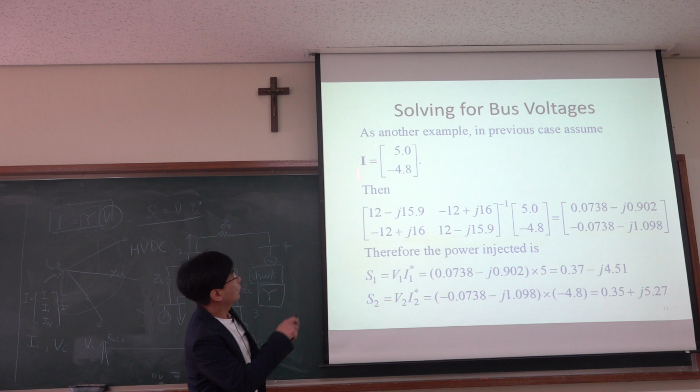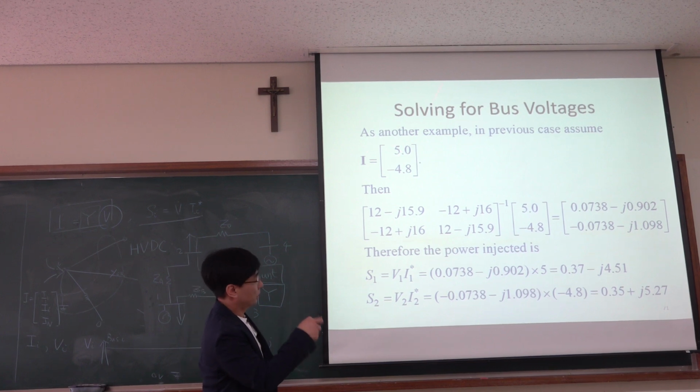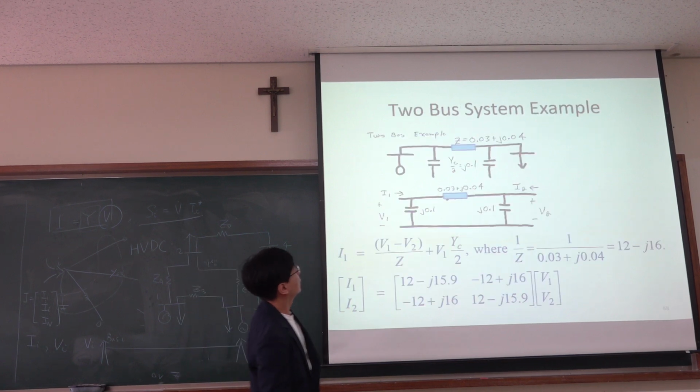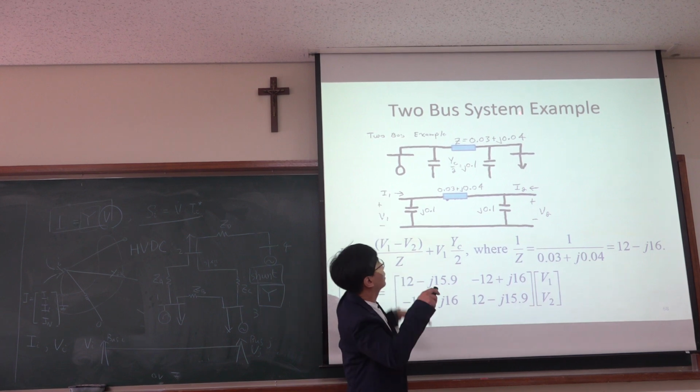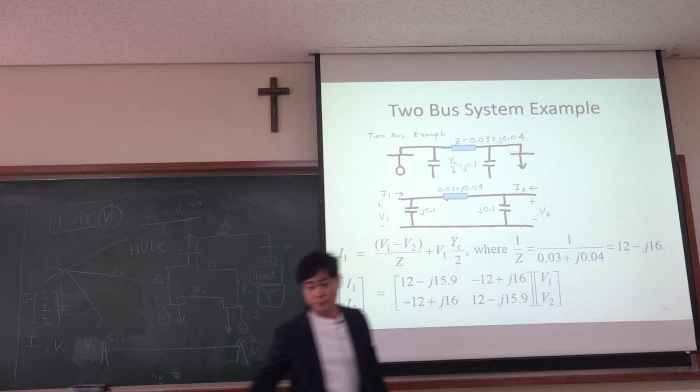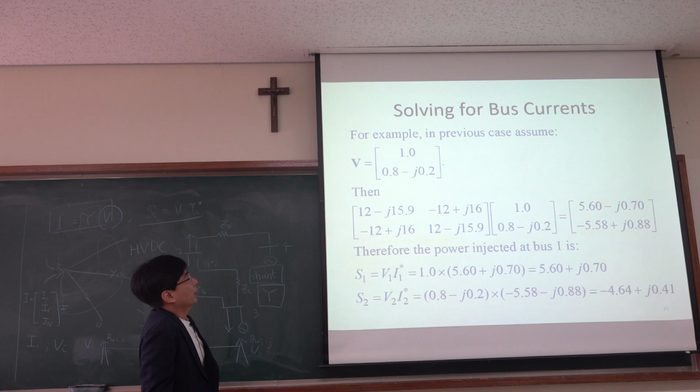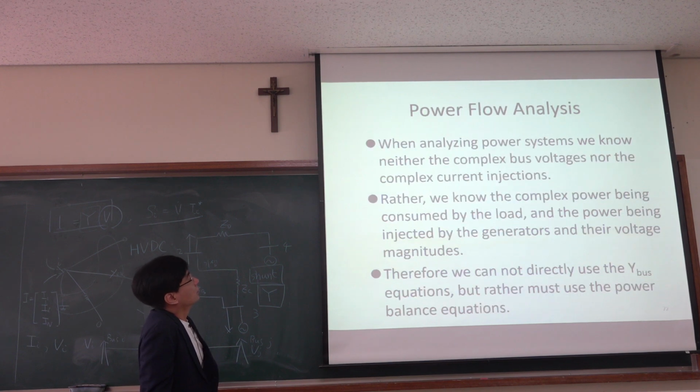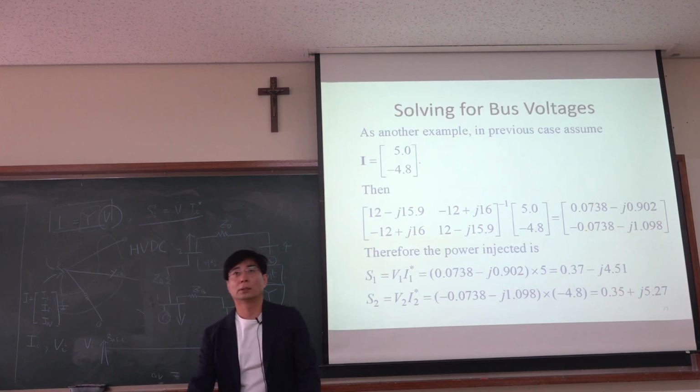So when you see this is positive and this is negative, that means the current is injected here and the current is drawn here, right? Okay. Any questions so far?